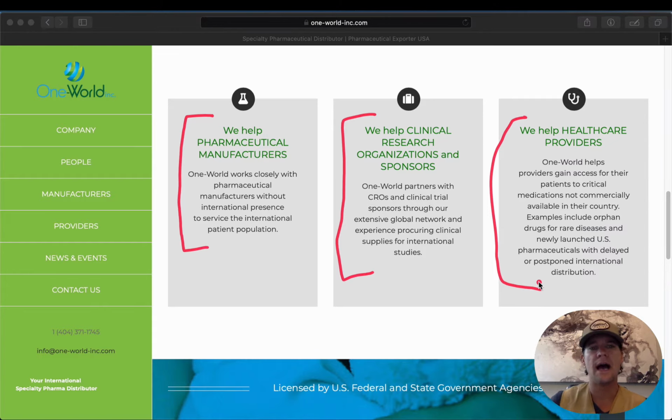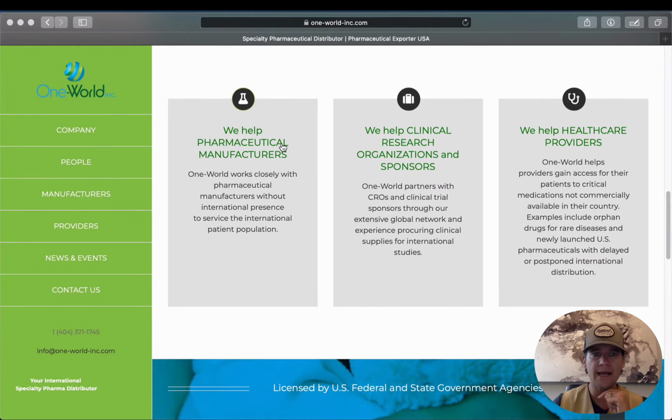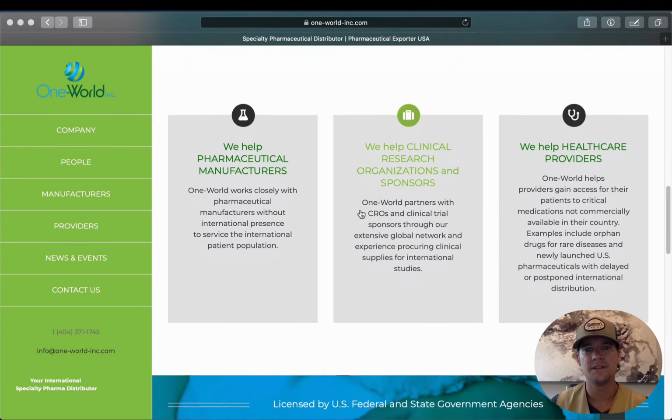And so I actually really like who you help. We help pharmaceutical manufacturers and clinical researchers and healthcare providers. That's all great. And if we could change this to just 1 to 2 bullet points, that would go a long way in really delivering the message that you're trying to in this section. But I do like stating who you're for. That's a great way to repel the people that you don't want and to bring in the ones that you do. So let's keep scrolling.